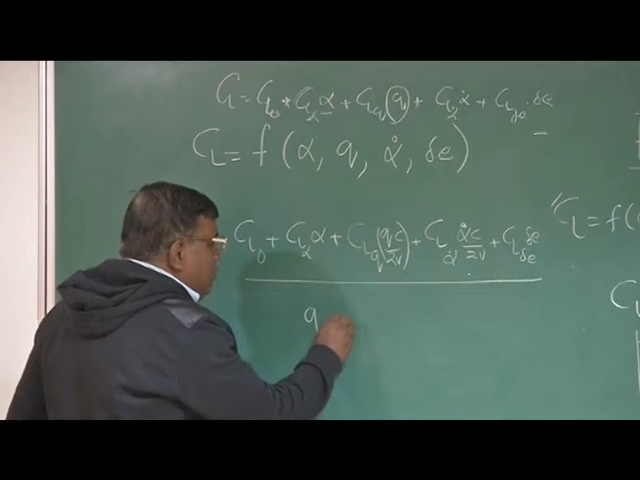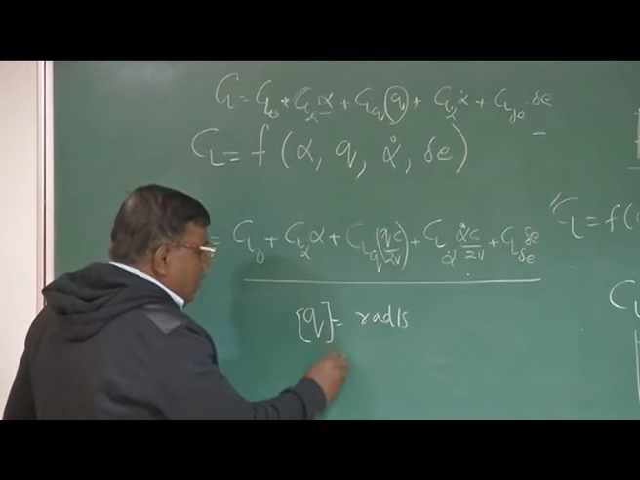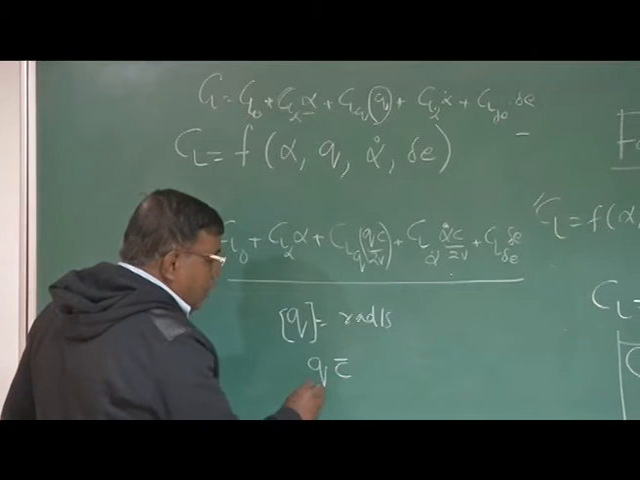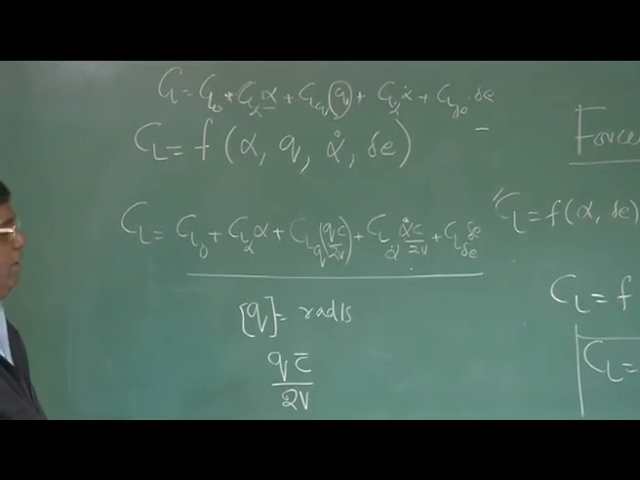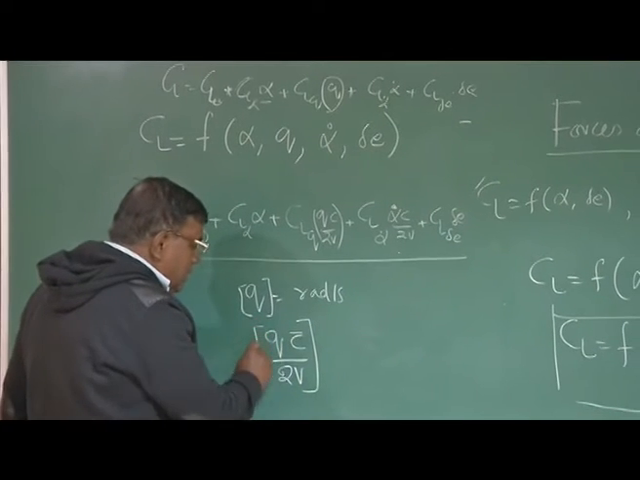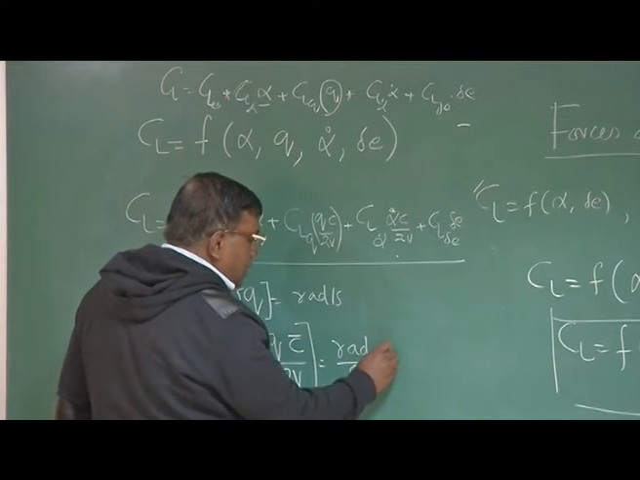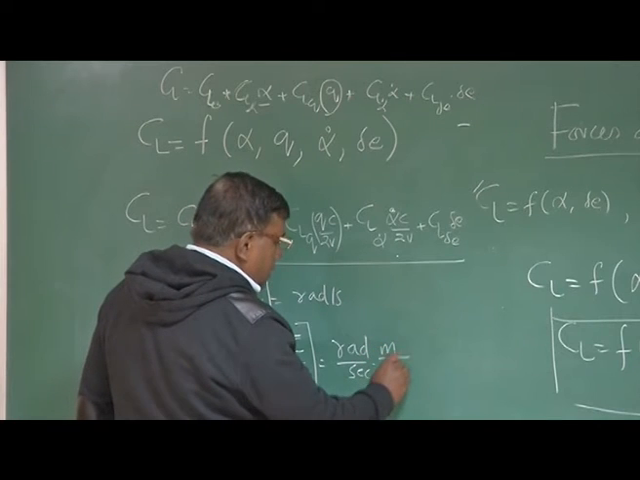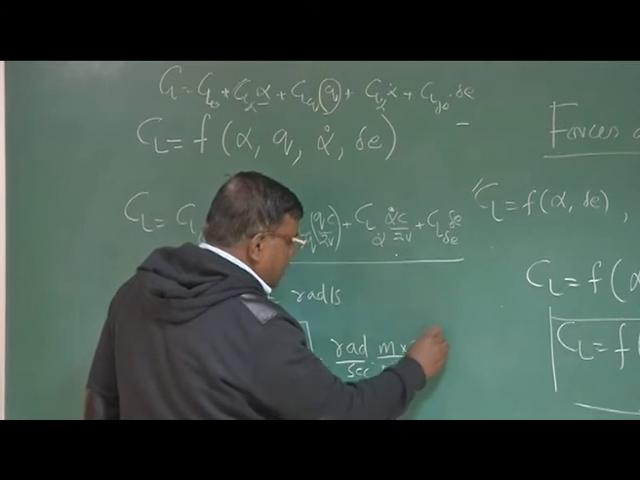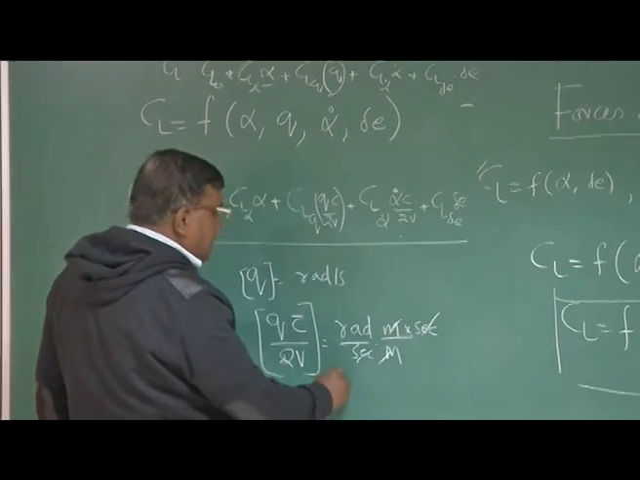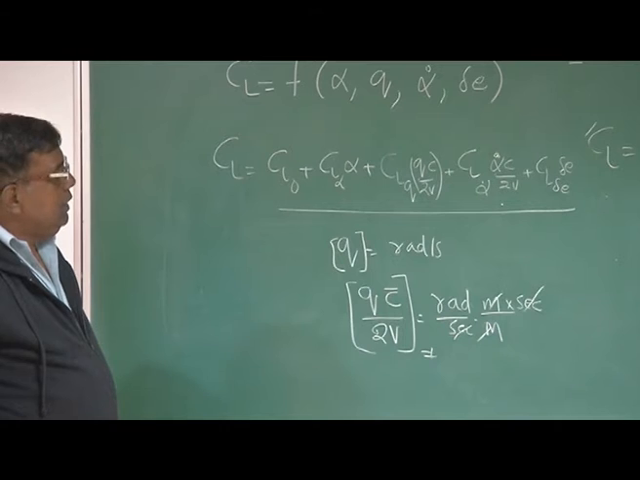So we want to write CL using all non-dimensional motion variables. So what is done? If Q is radians per second, then we multiply by the mean aerodynamic chord and divide by 2V. In much literature, they divide by V. And what is the dimension of this? Radian per second, then meter, and here meter per second. So this all cancels, and again this becomes dimensionless. Radian is a dimensionless unit.